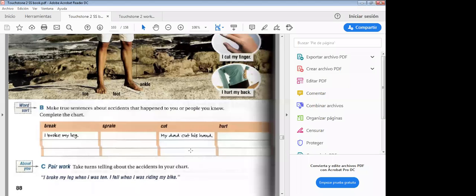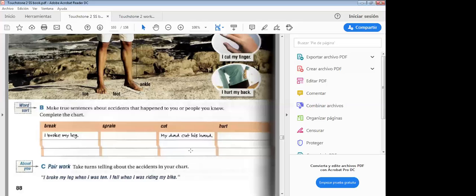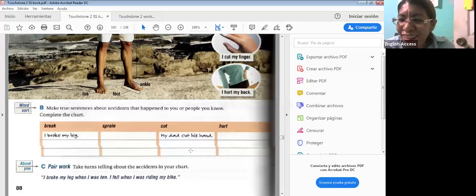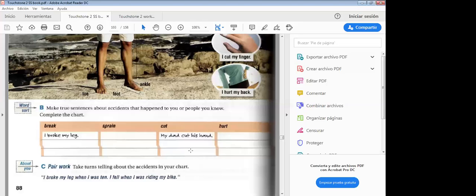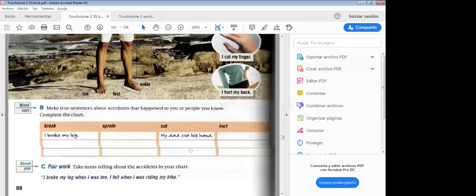Only I sprained my ankle. Just one? Yes. Okay, Damaris, cut. I sprained my knee. Cut. My dad cut his finger. My mom cut her knee. Cut. And I cut my hand. Okay, and Luis, hurt? I hurt my knee and I hurt my back. Ay, Luis.